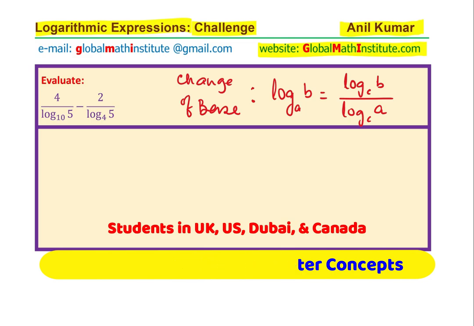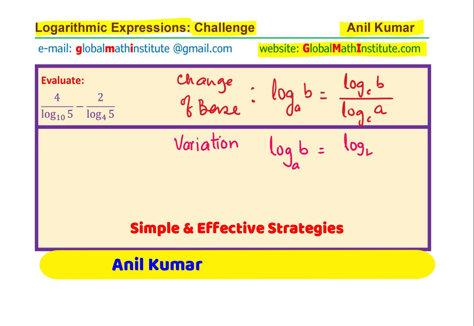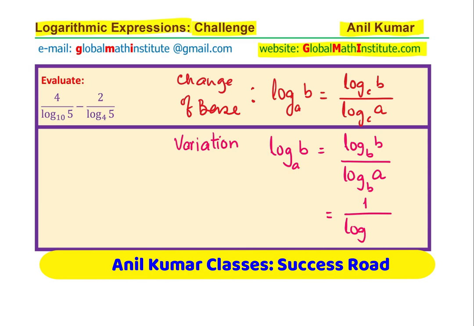Now, the tricky part here is to understand what happens if I change the base to b. So here is a variation, which is an important twist. Let's rewrite this particular expression, log to the base a of b. Now instead of c, I want to change it to b itself. Then what happens? Log to the base b of b over log to the base b of a. And you can see log to the base b of b is 1, and therefore, I could rewrite this as 1 over log to the base b of a.